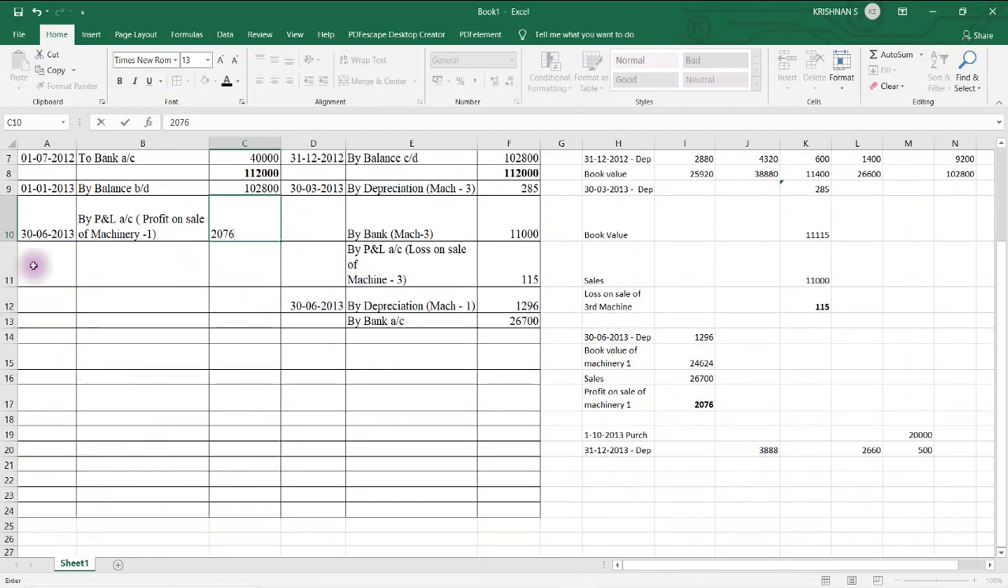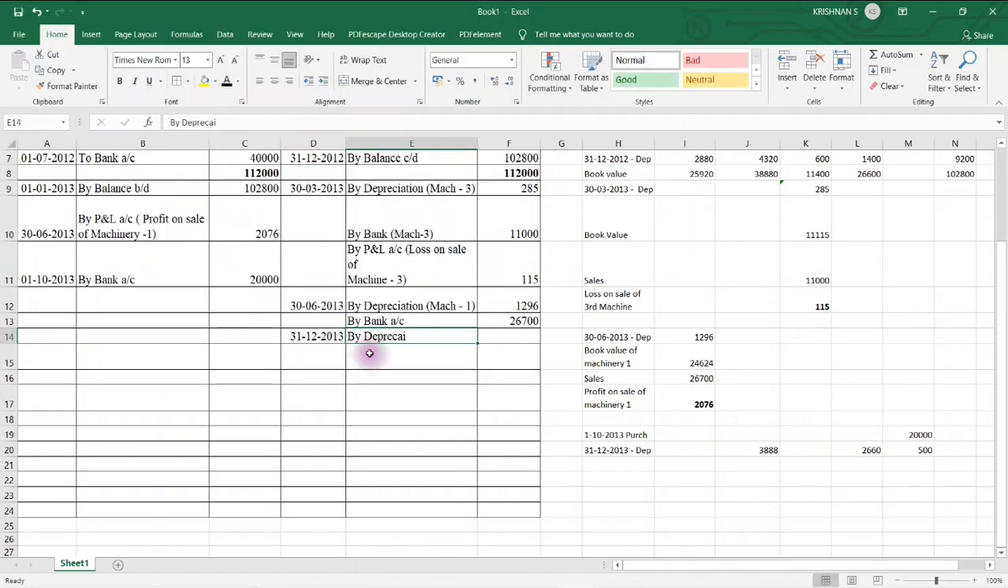Okay, then next to this they have purchased machinery on 1/10/2013. So by bank account they have purchased machinery for rupees 20,000. Okay, next to that we have no transactions, so we need to calculate only depreciation on 31st/12/2013, by depreciation on remaining machineries.